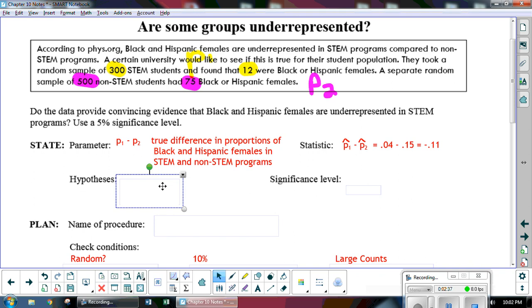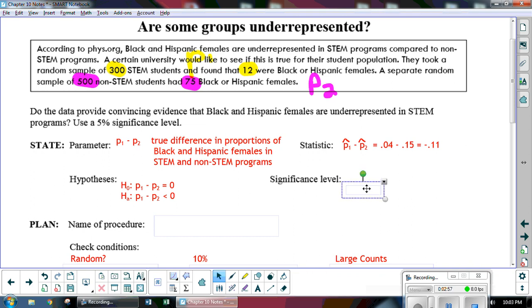Hypotheses here, you got 2. You should have come up with the null hypothesis saying that there is no difference. So the difference between the two is going to be 0. The alternative hypothesis is that P1 minus P2 is going to be less than 0. And it would seem to be here, at least the data seems pretty significant. And significance level, alpha equals 0.05.